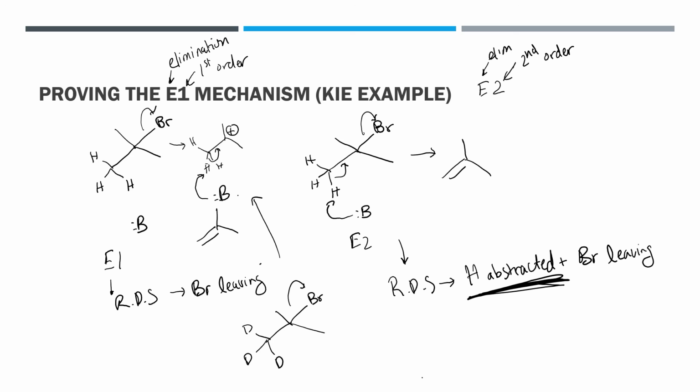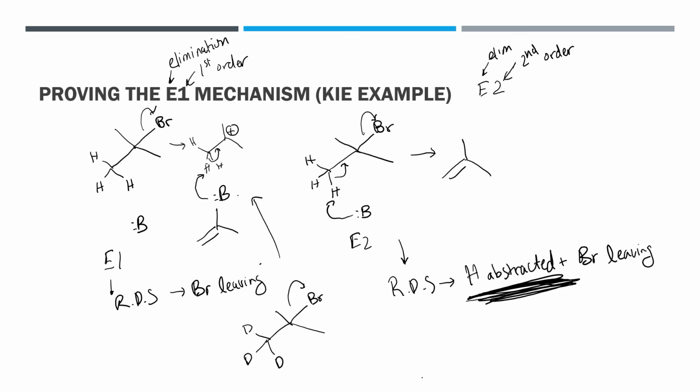Whereas with E2, does this slow down the reaction? Yes. Why? Because now we have deuteriums instead of hydrogens, and the abstraction of the proton, the abstraction of the hydrogen or of the deuterium is part of the rate determining step. And if you remember, when we break a CD bond, that takes more energy because of the lower zero point energy of the CD bond compared to the CH bond. So the breaking of the CD bond takes more energy, which means that it goes slower.